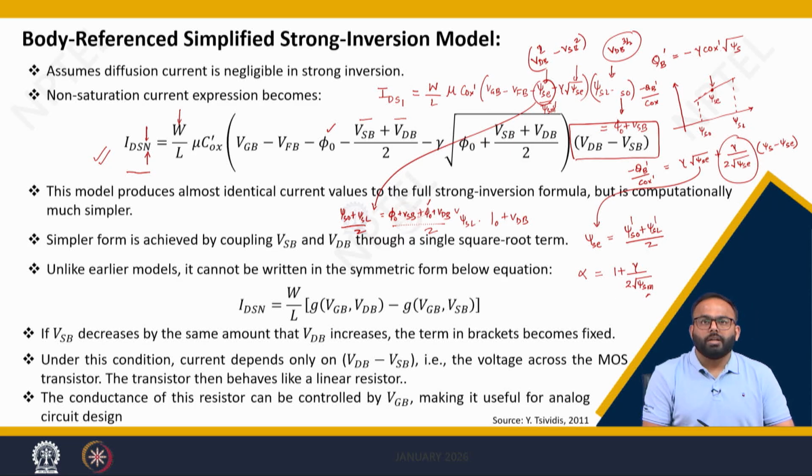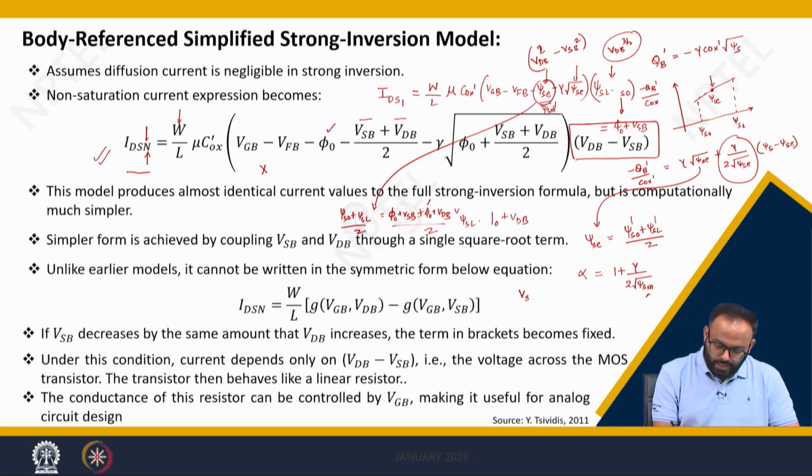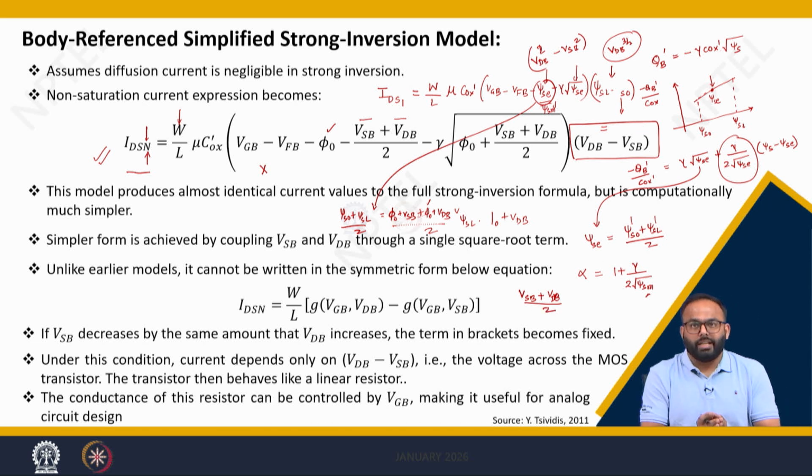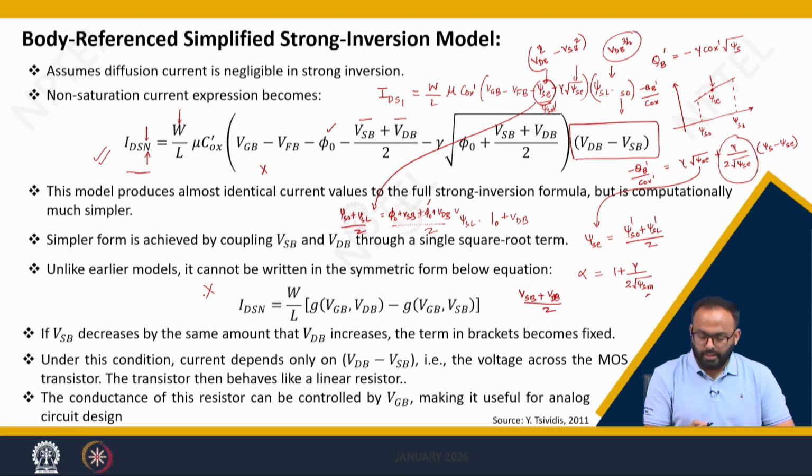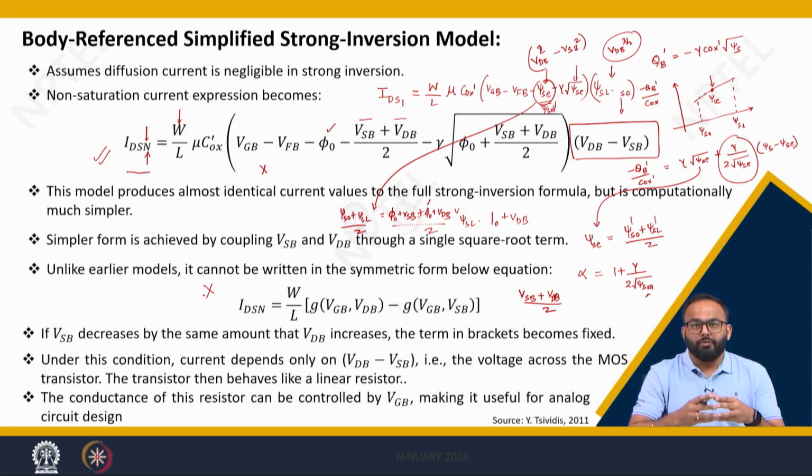So though it is simpler, it has some drawbacks. What are the drawbacks? If you see closely, we cannot say this equation is symmetric in terms of the device, because here VSB and VDB are coming in the square root, and that too in terms of mean. So you cannot decisively say which terminal is source and which terminal is drain. That is the first drawback of this equation or this model. That is what we need to take care of, in which region of operation which model is best suited.